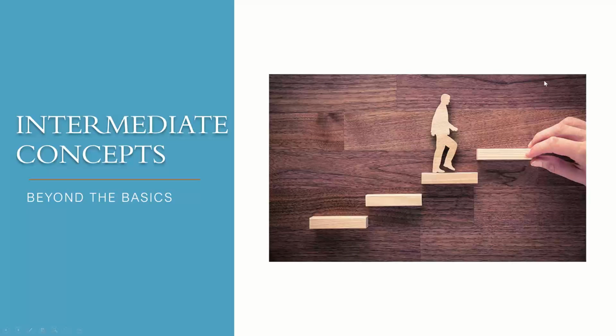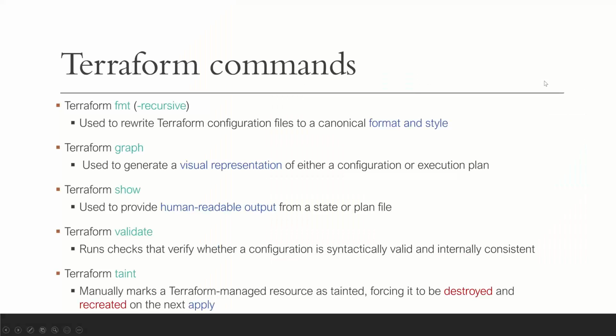Okay, on to the intermediate stuff. Firstly, here are some commands that I consider to be more intermediate, the next step up from the basic init, apply, plan and destroy. The first one is Terraform fmt, short for format. This is used to format your Terraform templates in a consistent way. And when you're working as a team, think of it a little bit like linting, right? Where you want things to align to a certain style and you want things to be consistent.